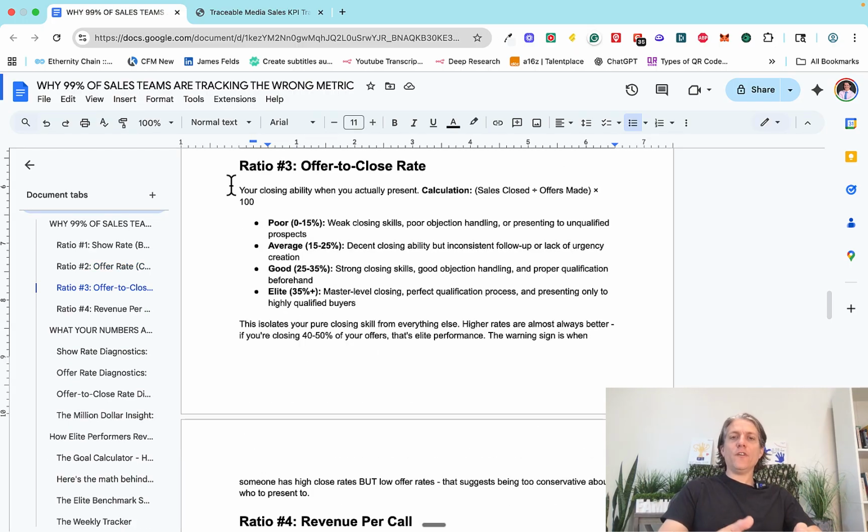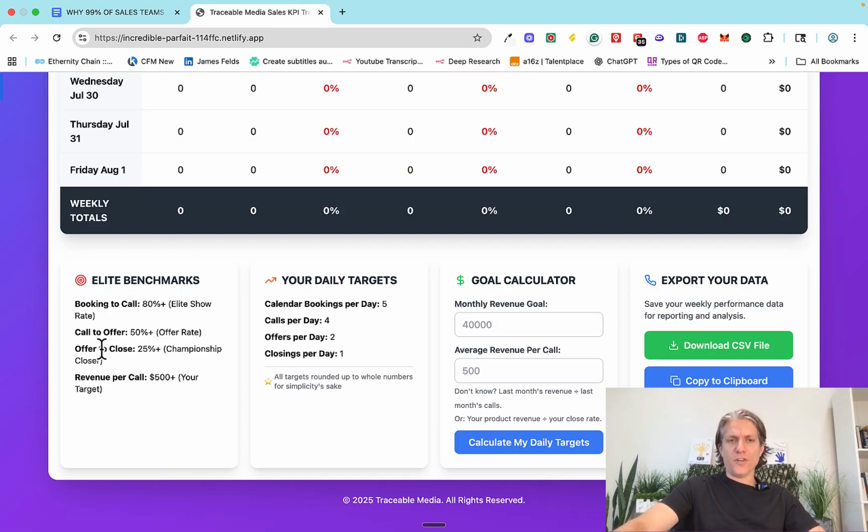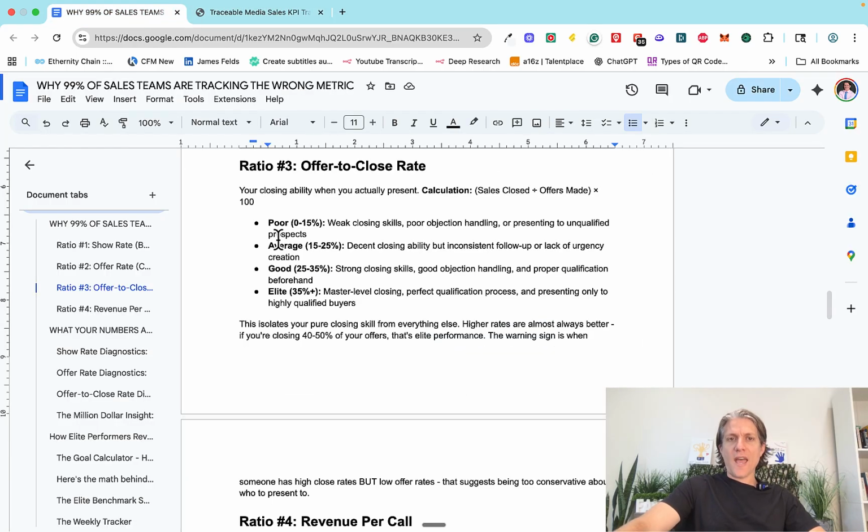Ratio number 3, offer to close rate. This is your closing ability when you actually present. The calculation is as follows, and like we said, offer to close rate of 25% plus is good to very good. The calculation is sales closed divided by offers made multiplied by 100. So we're going to go over poor, average, good, elite.